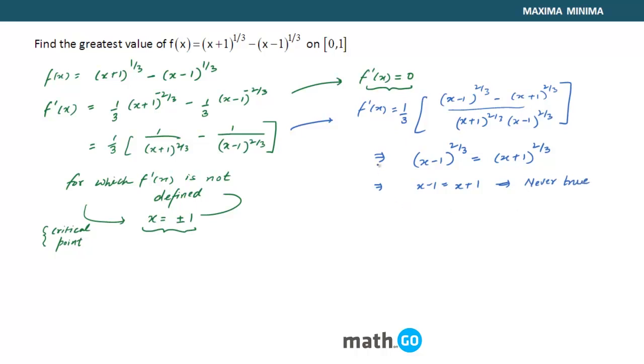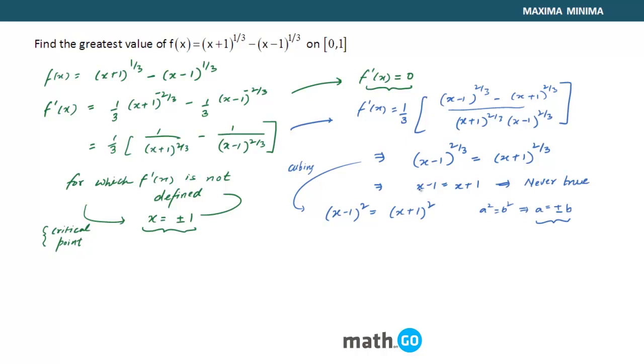Whereas this has to be solved something like this. So if you cube both sides, this is what you will get. Let's understand it this way: a square is equal to b square, so you will say a is equal to plus minus b.